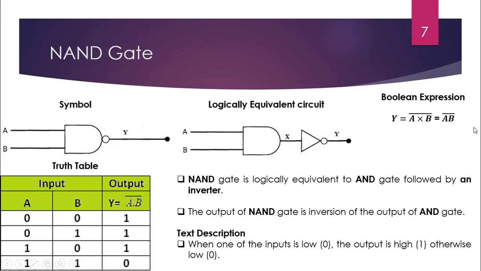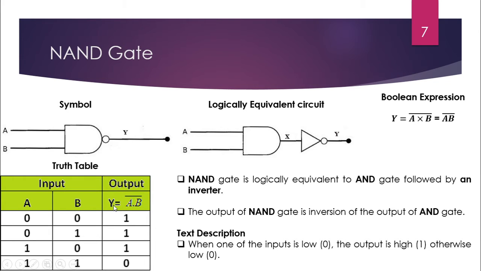Boolean expression for NAND gate is Y equals to AB complement. The truth table for the NAND gate is given over here. Here A and B are the inputs, that is 0 0, 0 1, 1 0, 1 1.